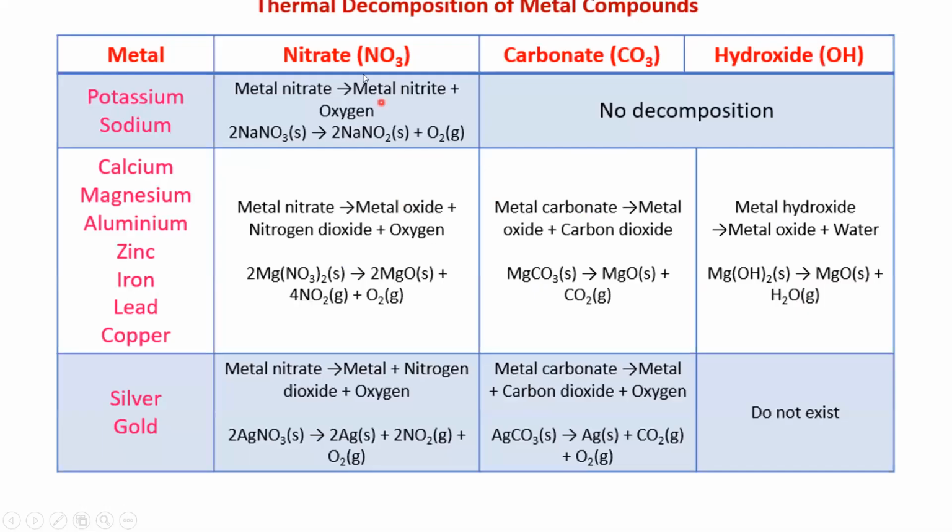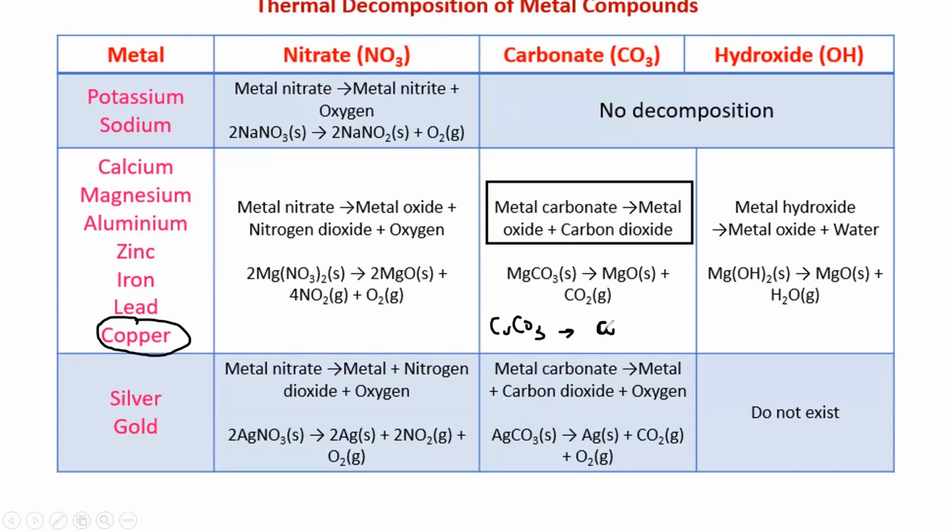So copper carbonate undergoes a thermal decomposition. Copper carbonate will decompose into what? It will decompose into metal oxide plus carbon dioxide. So when copper carbonate decomposes, what will be the product? The product will be copper oxide, a metal oxide, plus carbon dioxide. That is the decomposition of copper carbonate.